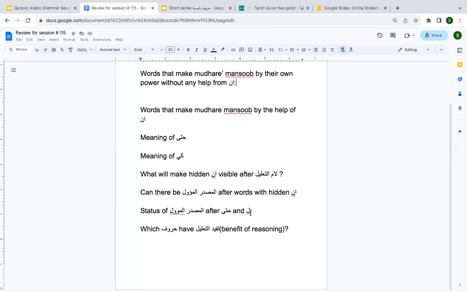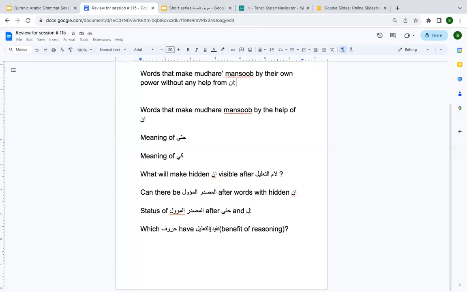So your masdar al-muawwal is going to be jar in status after hatta and li. Okay. Which huruf have a meaning, a benefit of reasoning? Tafidu ta'alil. And we just covered them. Kai, number one, yes. Then hatta. And what about li?